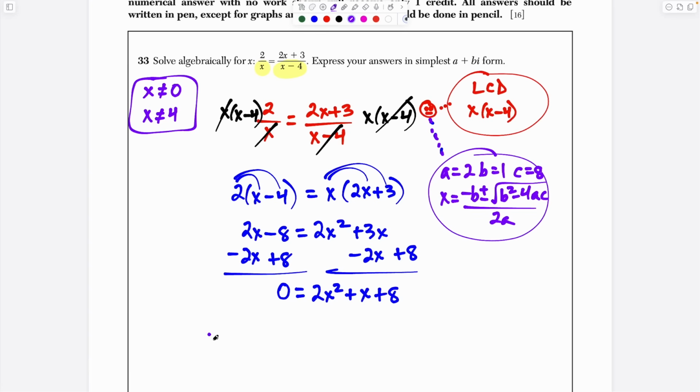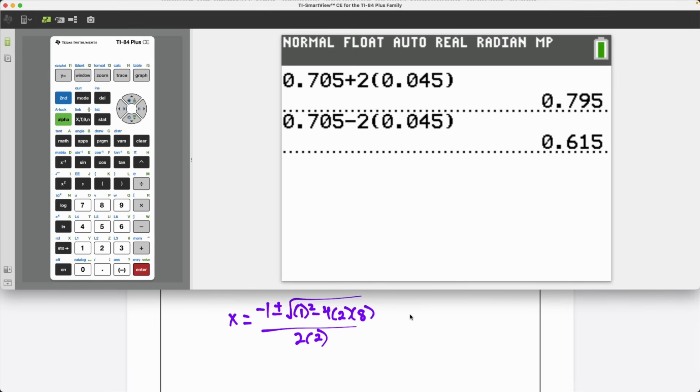So now I'm going to say x equals, we have negative b, so negative 1 plus or minus the square root of, and now we have b squared, so 1 squared, minus 4 times a times c. My a value is 2, and my c value is equal to 8. And this is all over 2 times a, so over 2 times 2. For this stage of the question, I would type the discriminant, which is the term under the square root, right into the calculator.